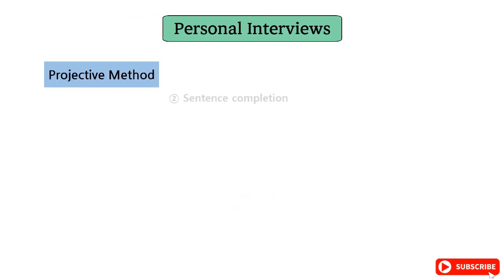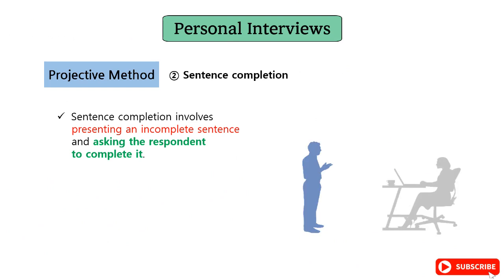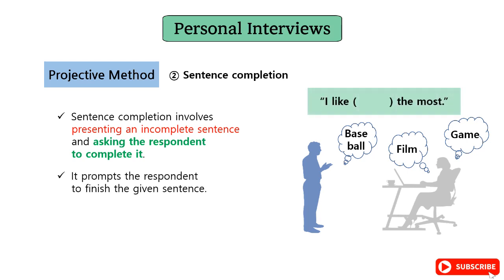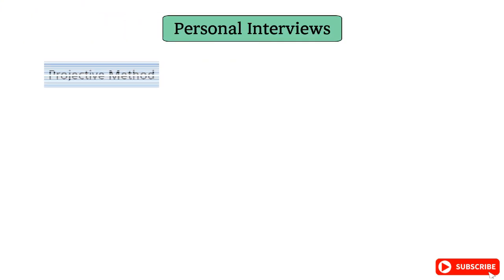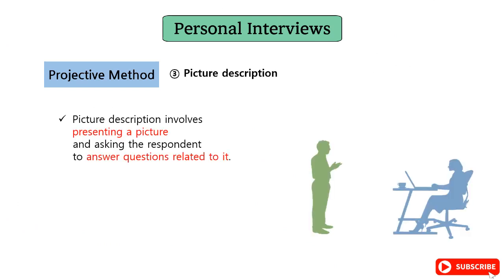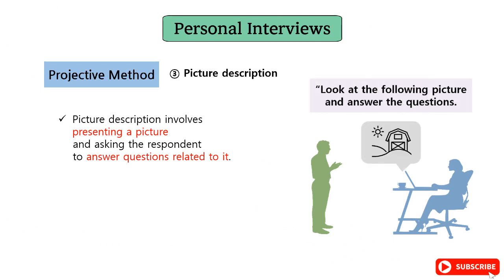Sentence completion involves presenting an incomplete sentence and asking the respondent to complete it. For example, when the interviewer asks a question, such as "I like something the most," the respondent finishes the given sentence. Picture description involves presenting a picture and asking the respondent to answer questions related to it. For example, when the interviewer asks a question, such as "Look at the following picture and answer the questions," the respondent describes what the picture depicts.